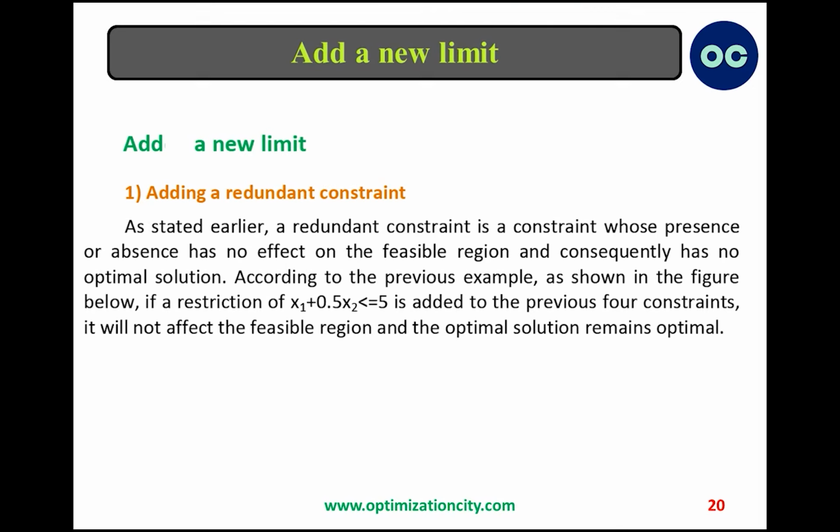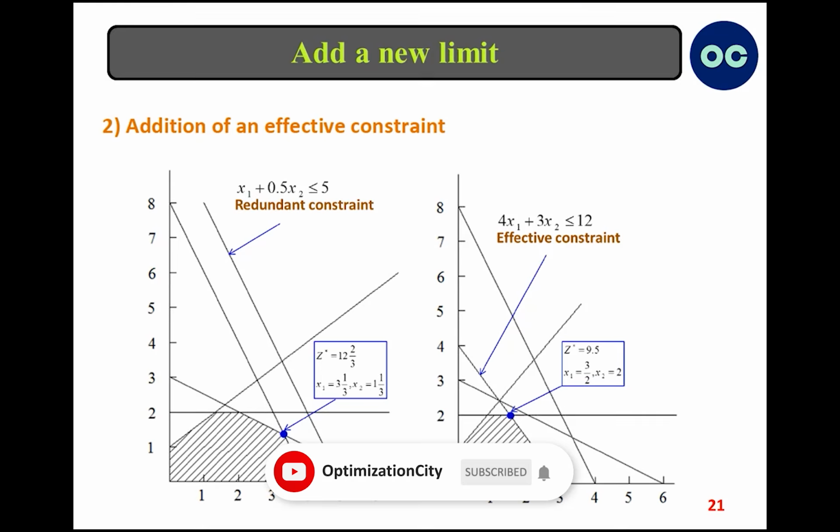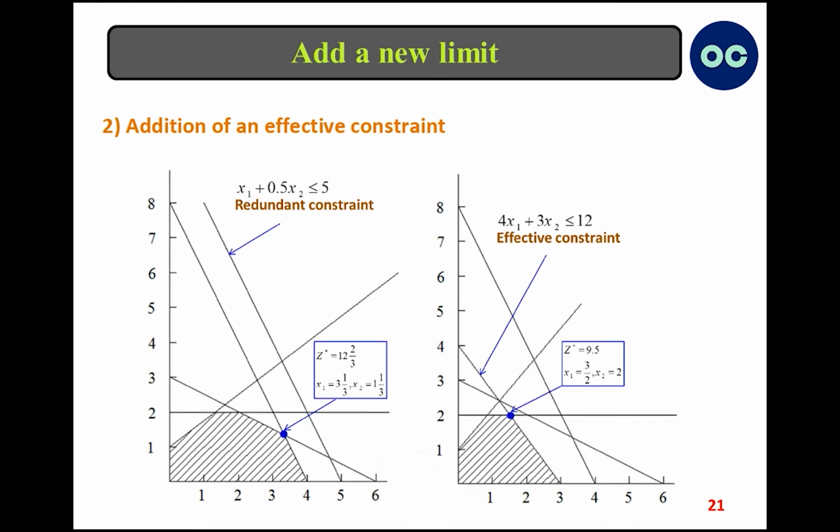First case, adding a redundant constraint. As I mentioned before, a redundant constraint is one that has no impact on the feasible region and therefore does not affect the optimal solution. Referring to the previous example as depicted in the diagram below, if we add the constraint x1 + 0.5 x2 ≤ 5 to the existing 4 constraints, it will not alter the feasible region. So this is a redundant constraint, and the optimal solution will remain unchanged.